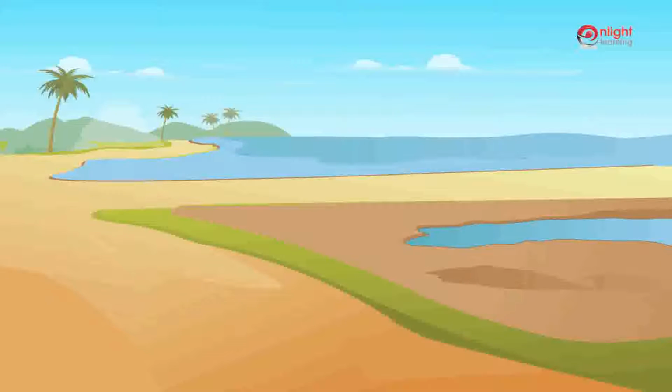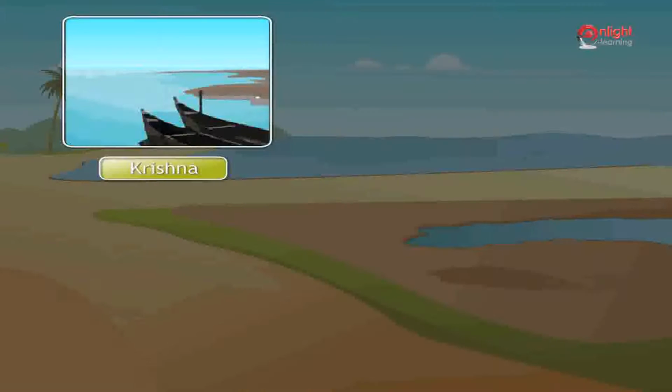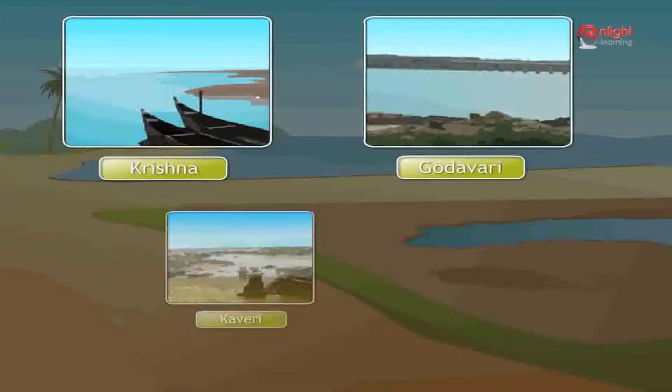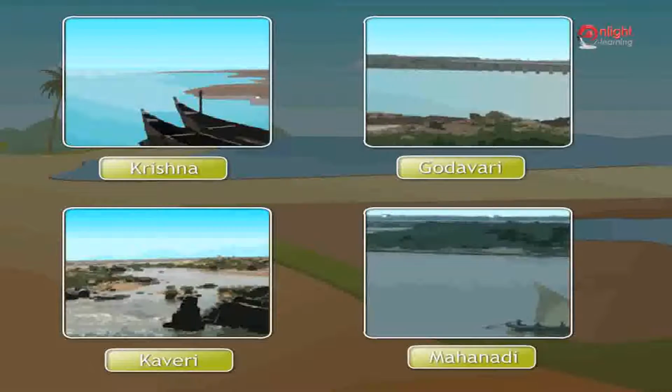You will find a number of rivers such as Krishna, Godavari, Kaveri and Mahanadi running in the Deccan Plateau region. Do you know where these rivers get their water supply from? They get water from the rains. The Deccan Plateau is rich in minerals. In some parts of the plateau, you will come across forests. The weather in the Deccan Plateau is moderate. That means it is not too hot nor too cold.